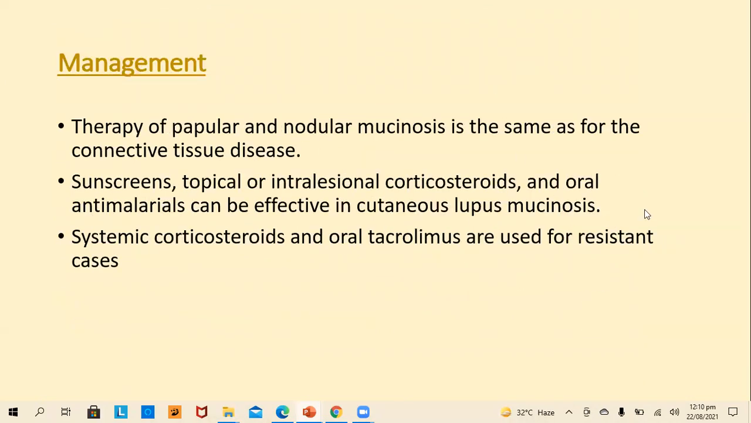Management. Therapy of papular and nodular mucinosis is the same as for the connective tissue diseases themselves. Sunscreens, topical or intralesional corticosteroids, and oral antimalarials can be effective in cutaneous lupus mucinosis. Systemic corticosteroids and oral tacrolimus are useful for resistant cases.